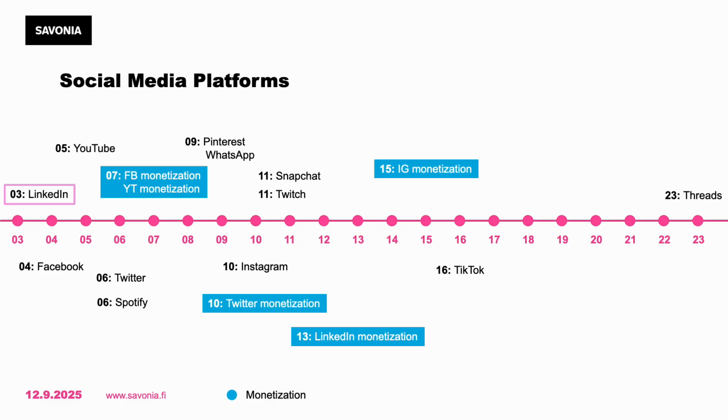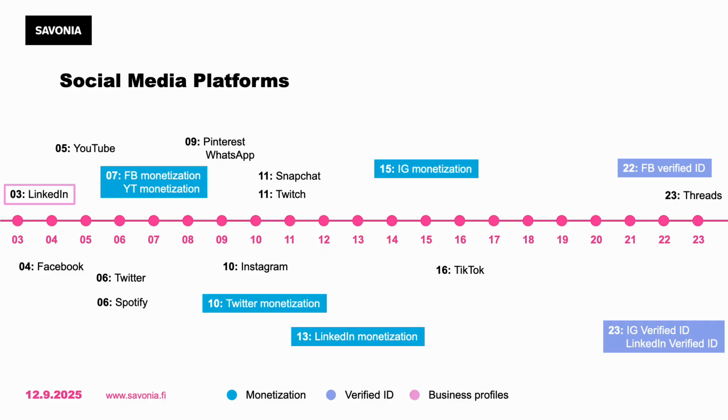Now, if we look at more recent features such as Verified ID, we can see that Verified ID was first launched by Facebook in 2022, and only 1 year later, in 2023, this was also a feature offered by Instagram and LinkedIn. So at this point, I think you already got the drill as to how one feature appears in one platform, and when this feature is well received by the users, other platforms are quick to integrate such a feature into their own offerings. As a last example, I want to show you business profiles.